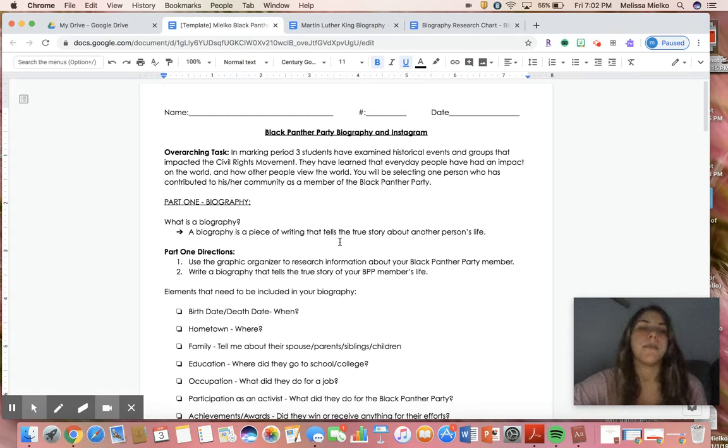Okay. Usually it starts from the beginning of the person's life and then it ends at the end of the person's life. All right. So far we've started part one. You guys for the past couple of weeks have been doing part one. Okay. It says use the graphic organizer to research information about your Black Panther Party member. You guys have already done that. So great job. The next part, which you're going to start working on today, says write a biography that tells the true story of your Black Panther Party member's life.